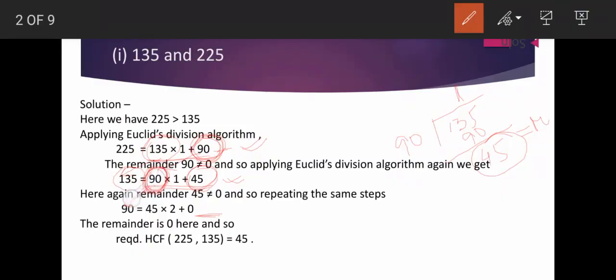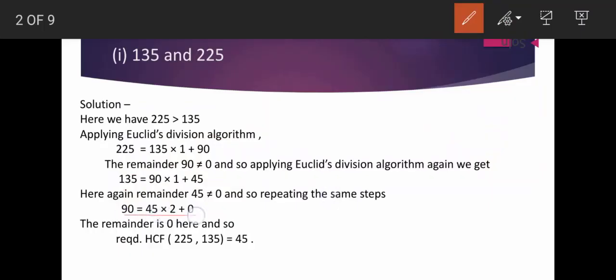So to continue with the third step, we have to make this 90 the dividend in the third step, while this non-zero remainder will become the divisor in this third step. Now let us check what we get.